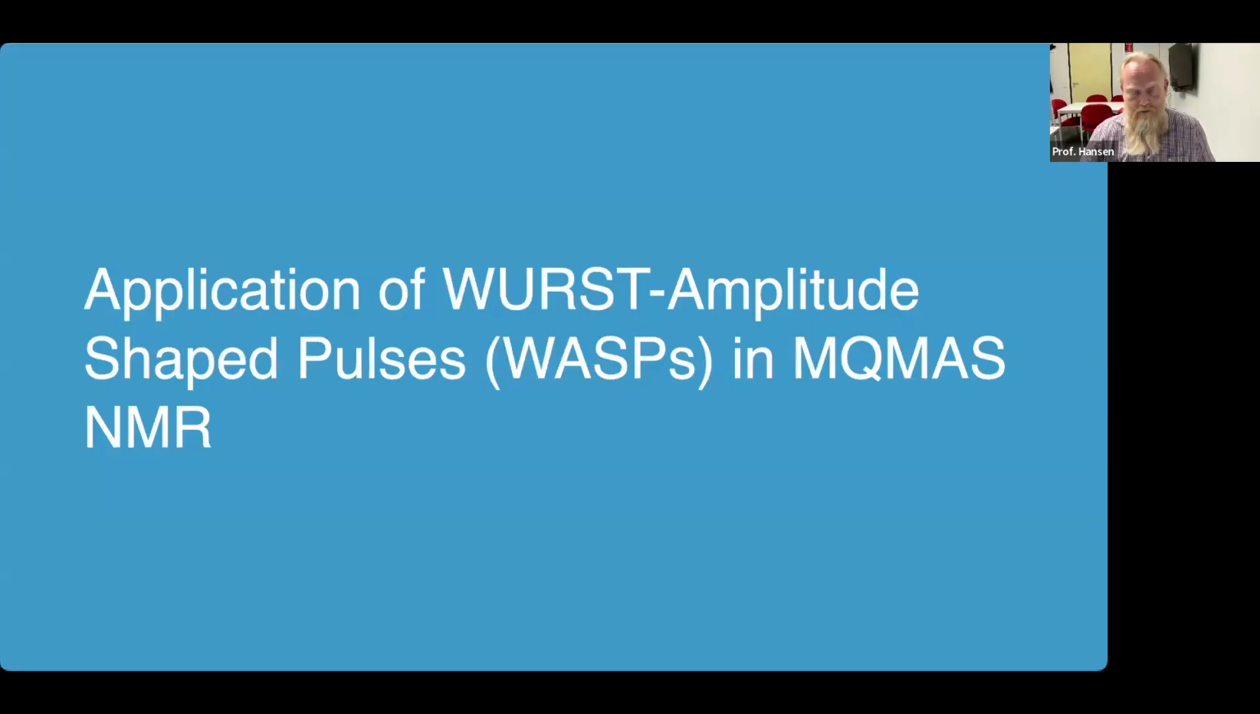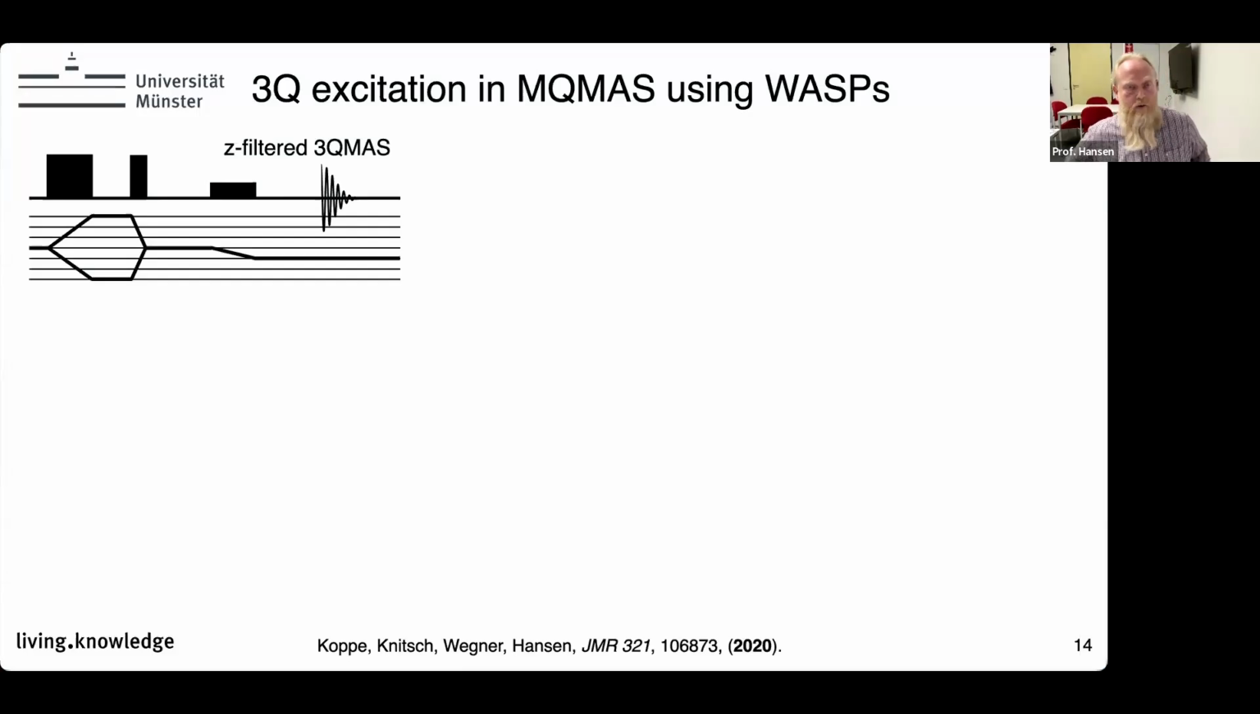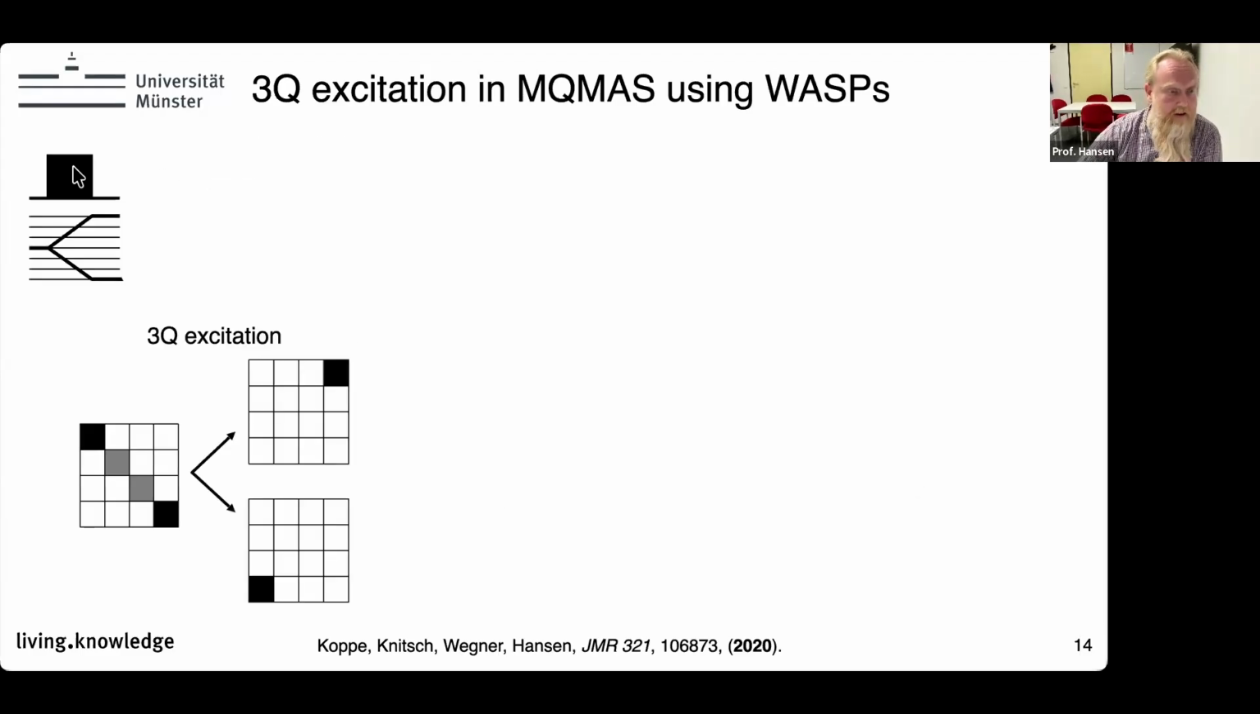So why did we do this? Well, we wanted to understand these WURST amplitude profiles before we go into the broadband case. What we've used them for is that you can put more power at your carrier frequency, and we've tried to use these in MQMAS. We published this work in JMR. We had a look at whether we could simply replace the first pulse in the triple quantum filtered version of the MQMAS experiment.